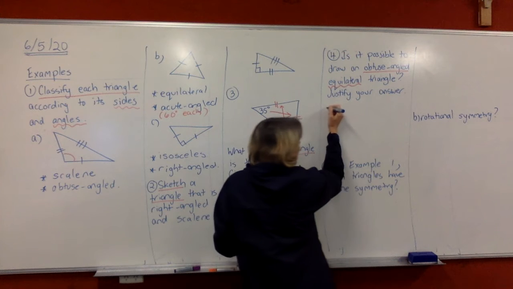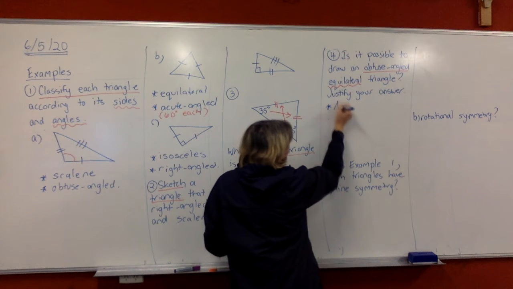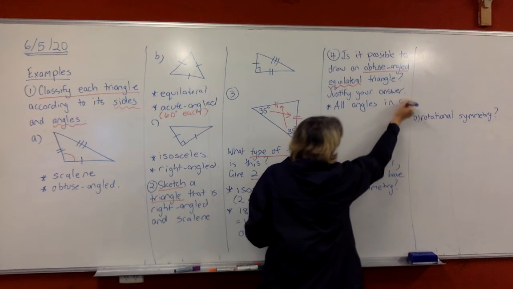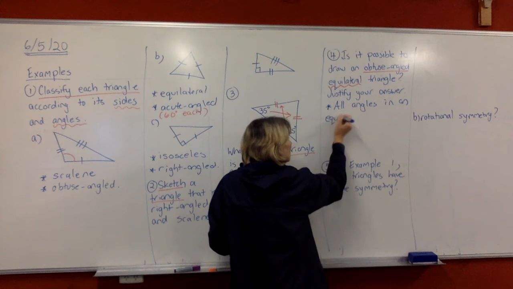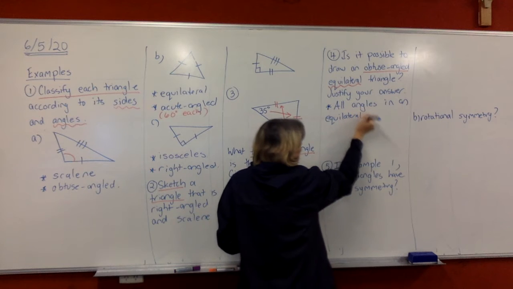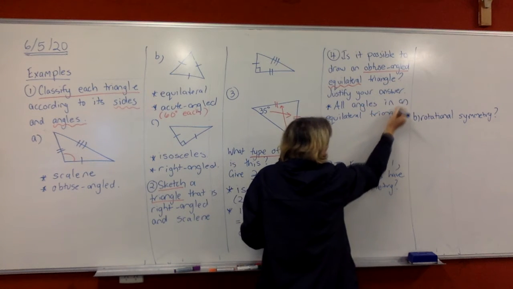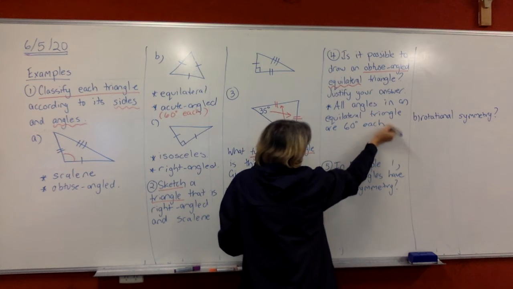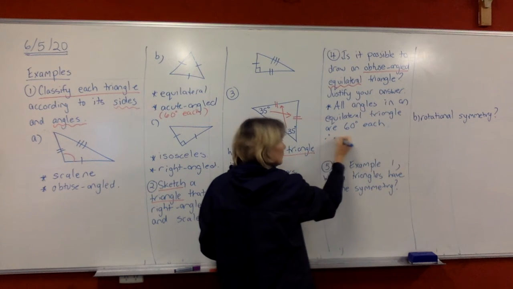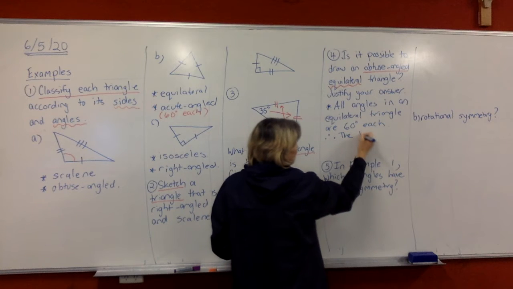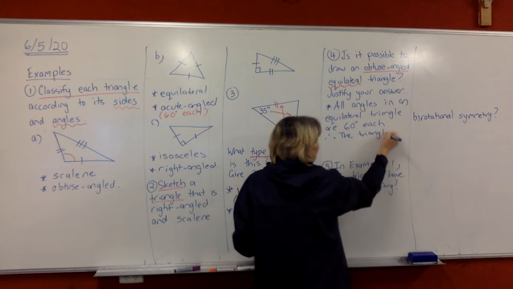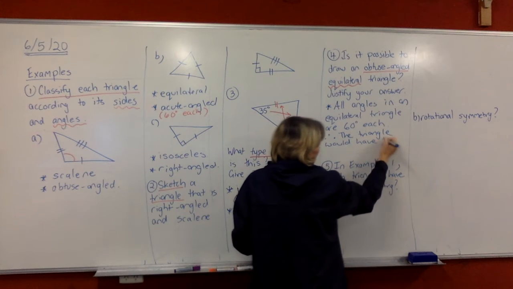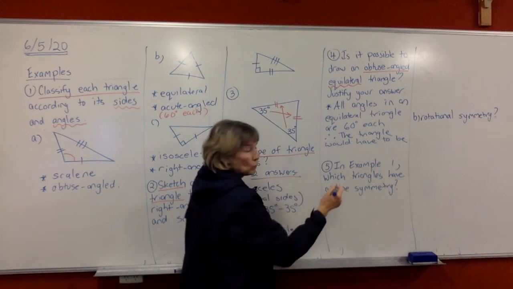So to justify this, we're going to write this down. All angles in an equilateral triangle are 60 degrees each. Therefore, the triangle would have to be acute angled.